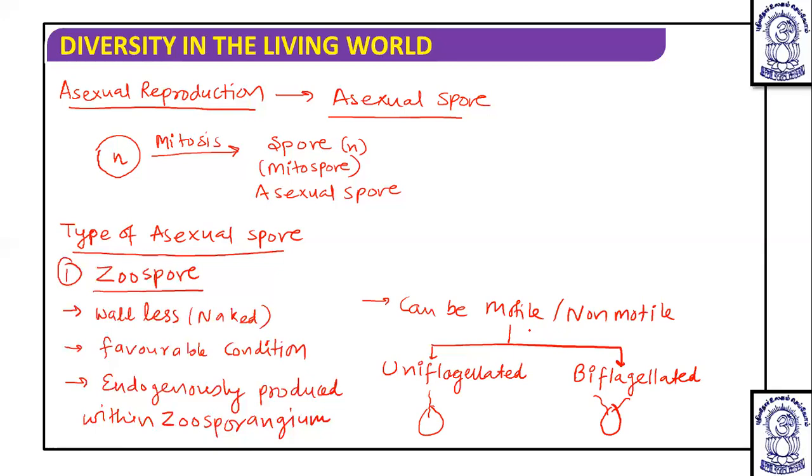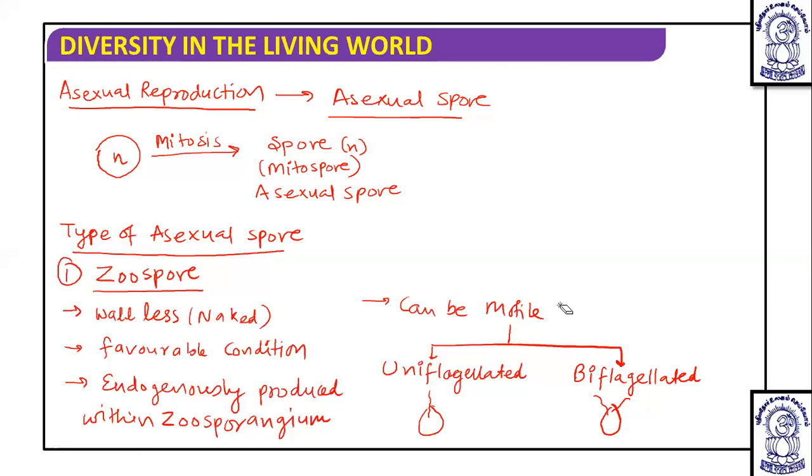So I remove this actually. I have just written it by mistake. They are usually motile, so we remove this non-motile nature, and if motile, they can be uniflagellated or biflagellated. Now here, biflagellated zoospores are also of two types, but there is no need to study this part.